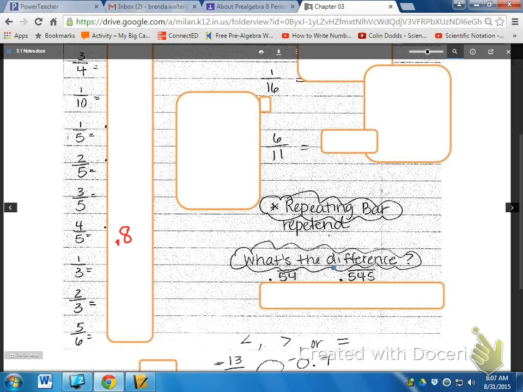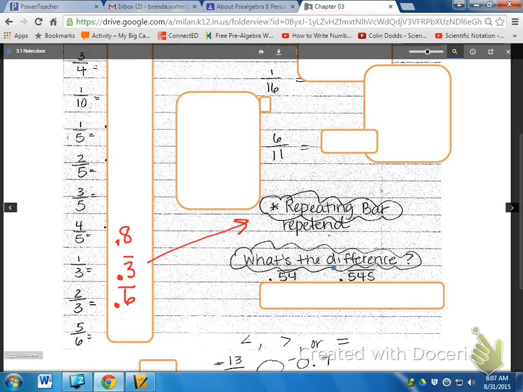Okay, what's 1/3? 0.33. Okay, I'm going to say 0.3 repeating. That's a repeating bar. You can see it right over here. It's something that you repeat continually, then you put the repeating bar over it. So if 1/3 is 0.3 repeating, what would 2/3 be then? Haley, what's 2/3? Is it 0.6 repeating? It is 0.6 repeating.